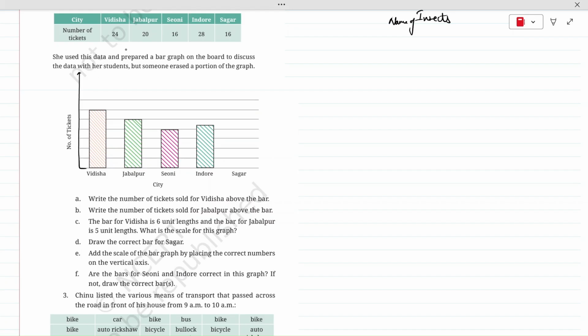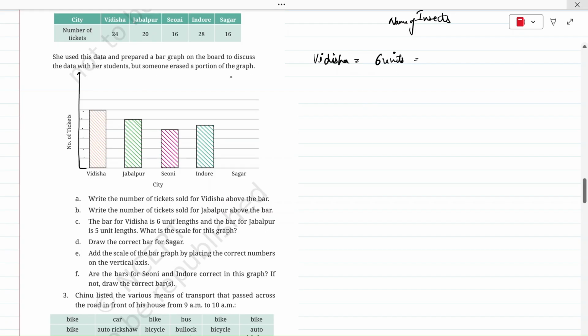If we look at this data, we have 24, 20, 16, 28 and 16. These are the numbers given to us. And also if we look at this chart here, let us take Vidisha. For Vidisha, we have 1 unit, 2, 3, 4, 5 and 6. I am just writing here for your ease. So for Vidisha, we have 6 units. Right? 6 units have been plotted.